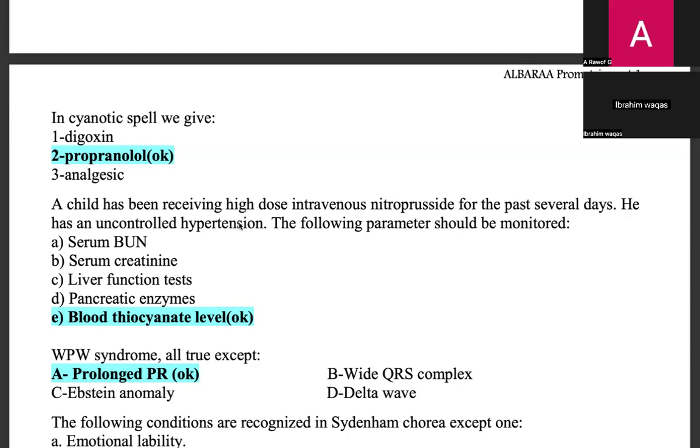A child has been receiving high dose of intravenous nitroprusside for several days. He has uncontrolled hypertension. The following parameters should be monitored: serum BUN, serum creatinine, liver function test, pancreatic enzymes, blood thiocyanate level. They are telling blood thiocyanate level.